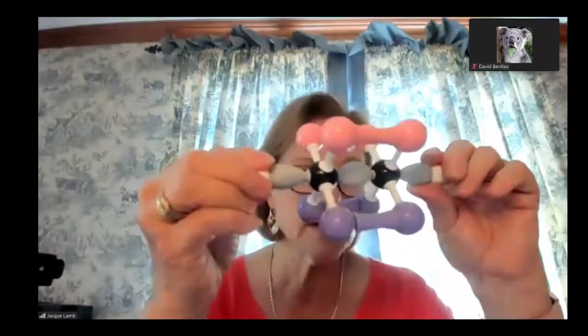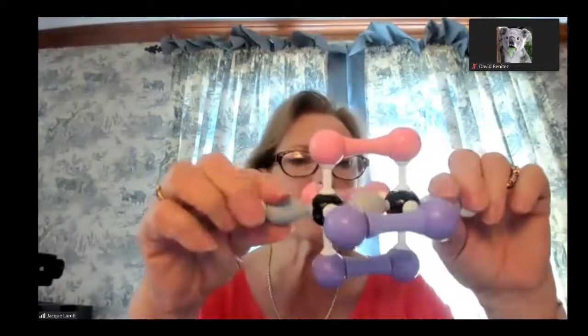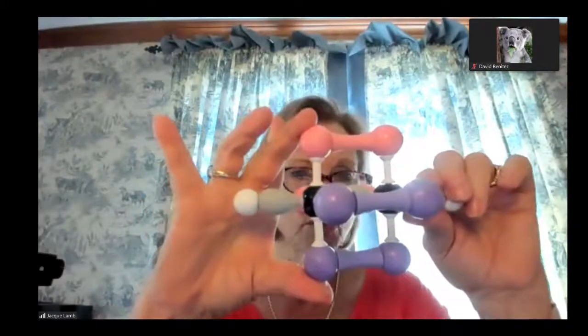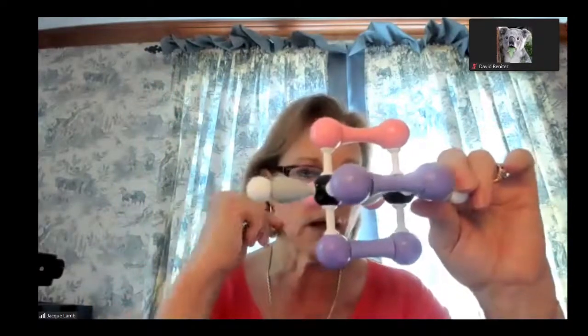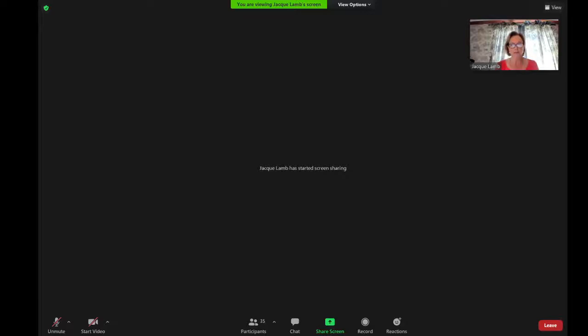And the last one, the linear structure, this is acetylene, and it has two pi bonds, one above and below, and the other in front and behind. This is a linear structure. So that gives you a little bit of a visual of what happens when you have multiple bonds.